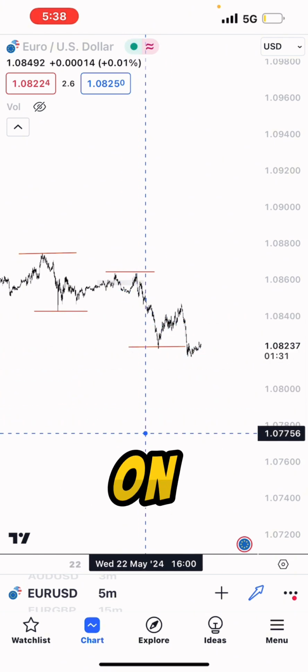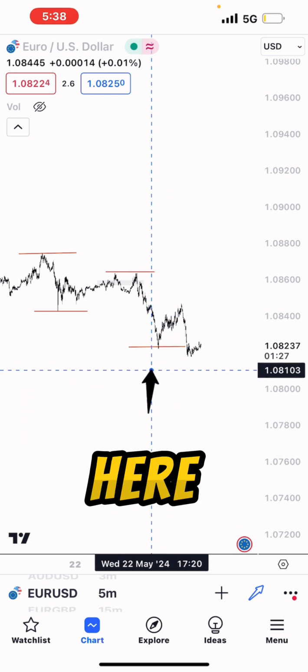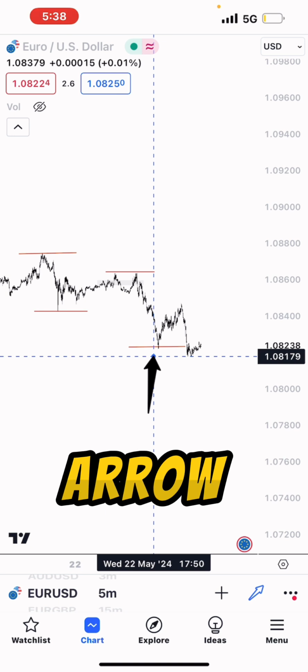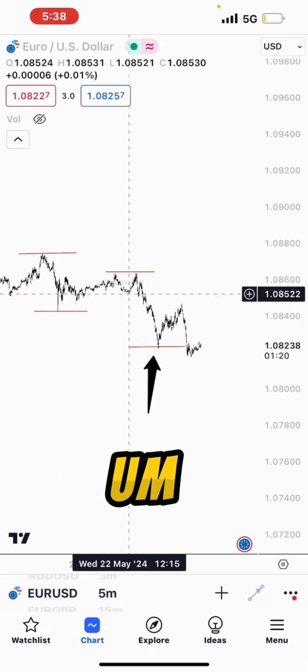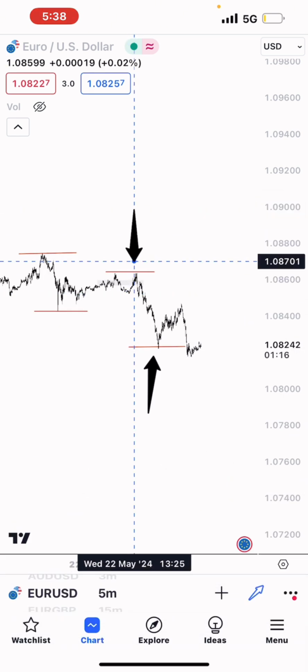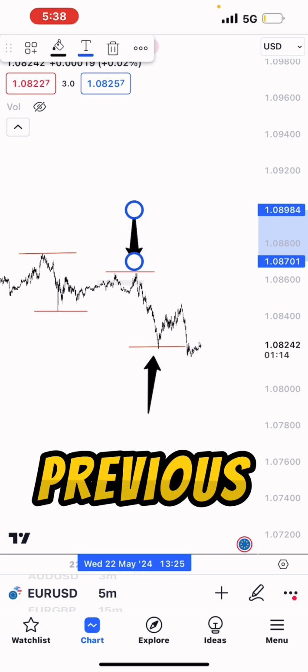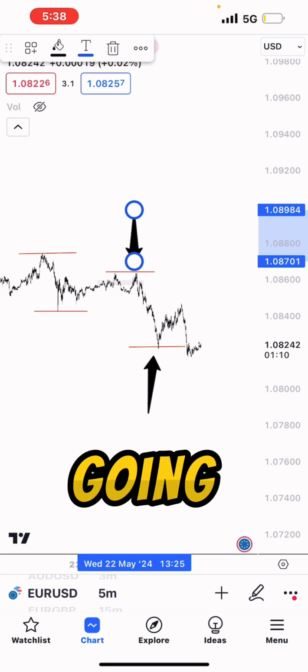We're on the 5-minute on Euro USD, which is fine, because Euro USD moves slower. Here, where I'm pointing that gray arrow, that's the most recent low. This next arrow is the most recent high, and then the ones before that are the previous highs and lows. And it looks like stairs. They're getting smaller. It's going downwards.